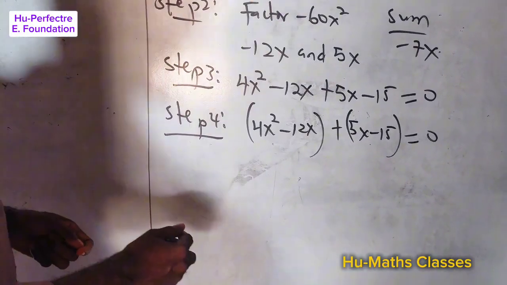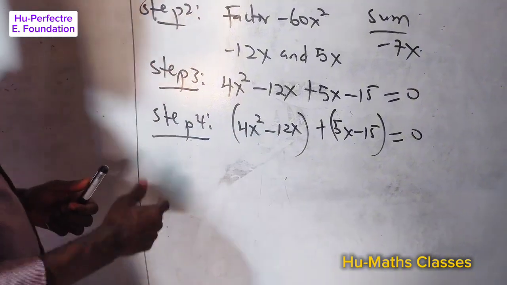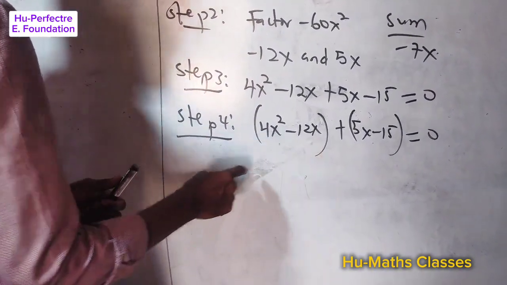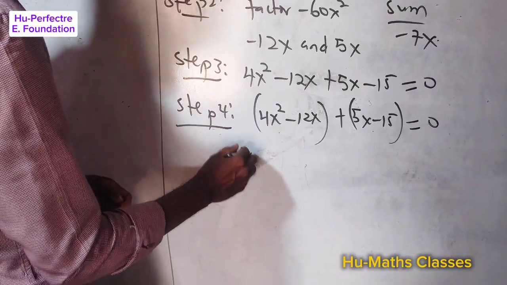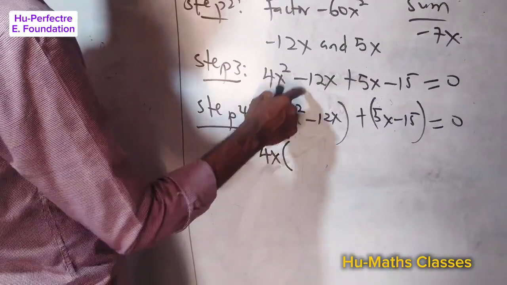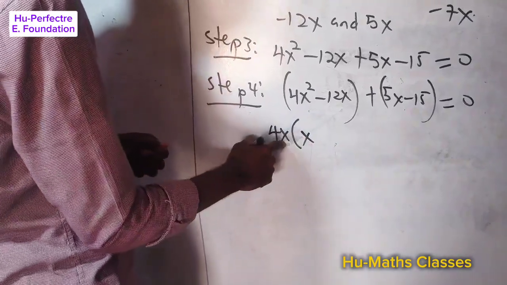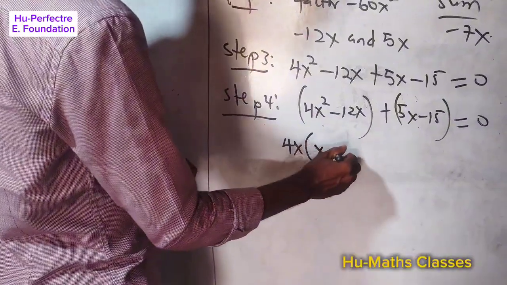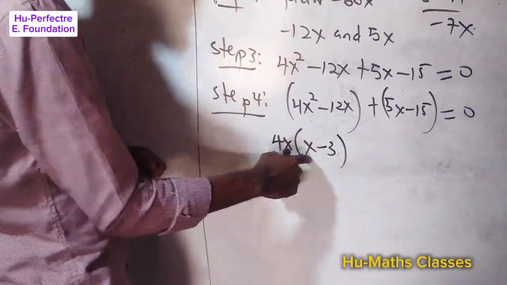Then bring out common factors from each of the brackets. For the first bracket, 4x squared minus 12x, what is common there is 4x. 4 will divide 12 and x will divide x. So 4x is common. I'll write the 4x out of the bracket and open up a new bracket. 4x into 4x raised to power 2 leaves only x. 4x into minus 12x, 4 will divide minus 12 to give minus 3, and x will cancel x. So our answer there is x minus 3. So 4x into x minus 3.